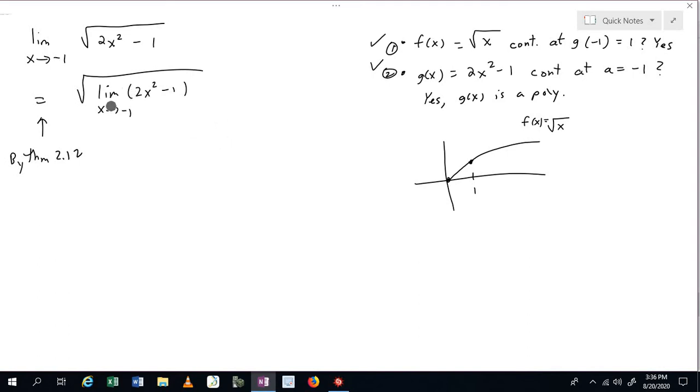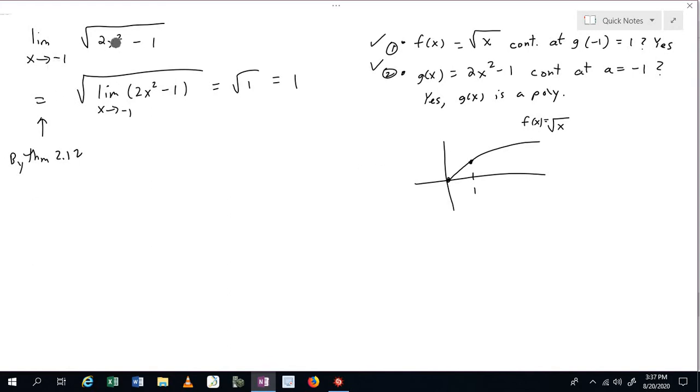So now all we have to do is find the limit of this function 2x squared minus 1 as x gets closer to -1. Well, the good news is this is a polynomial function, and so we can evaluate this by direct substitution. I'm just going to plug -1 into there, and you just get 2 times 1 minus 1, which is 1. So we know this limit's equal to 1 by direct substitution. And so then you get the square root of 1, which is 1.